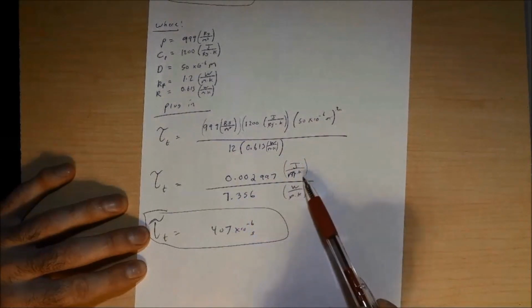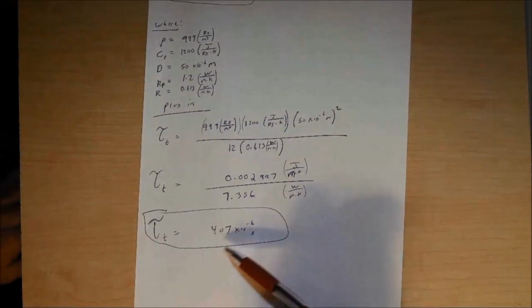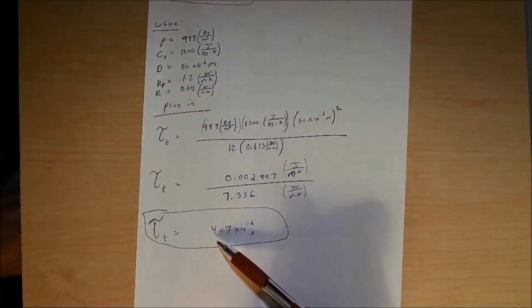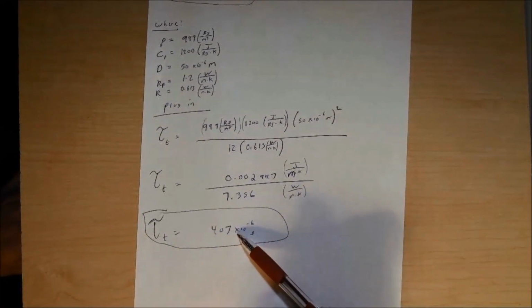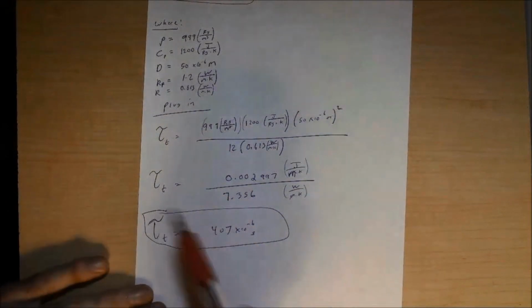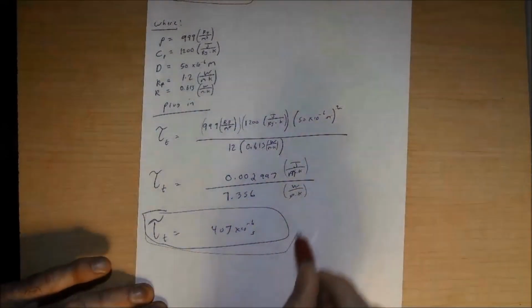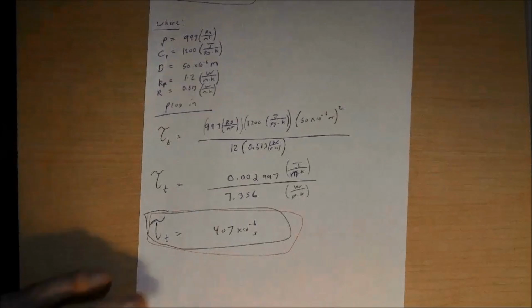Cancel out our units here. What we're left with in this case is tau sub T is equal to 407 times 10 to the negative 6 seconds, in the correct units that we want. So this is our value. This is what they asked us to solve for in the problem.